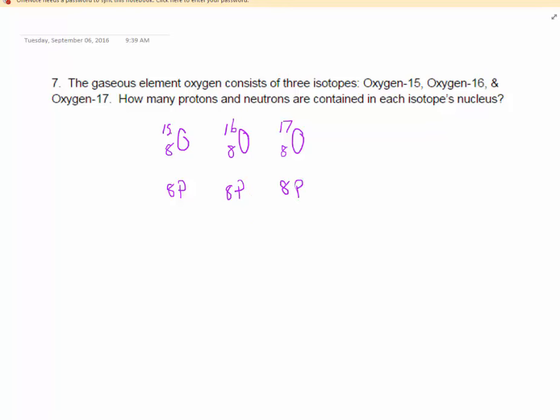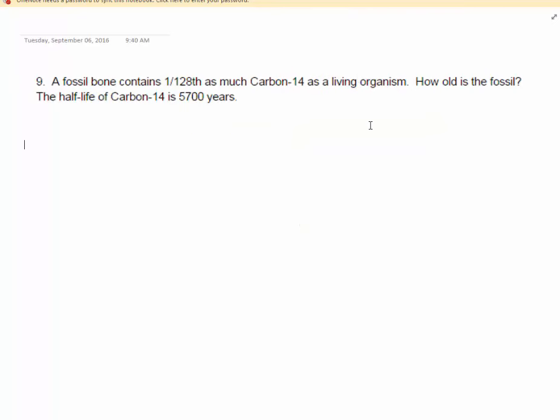Hopefully at this point you're comfortable with the idea that to get the number of neutrons, since the mass number is the number of protons plus neutrons, you just subtract the protons out. So 8 from 15 gives us 7 neutrons, 8 from 16 gives us 8 neutrons, and 8 from 17 gives us 9 neutrons. Hopefully you can also see that the only thing that varies among these 3 isotopes of oxygen is the number of neutrons, which in turn changes their mass number, but not their atomic number. Okay, moving on to 9.